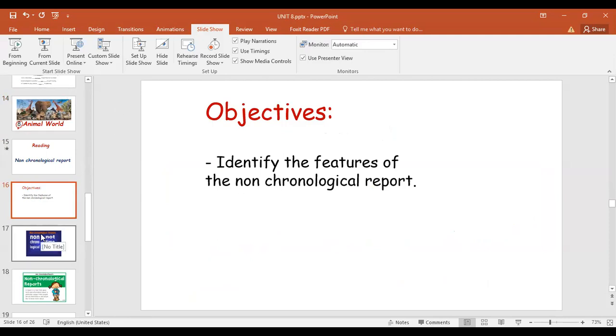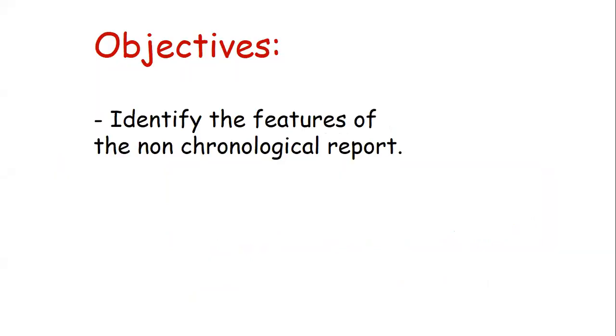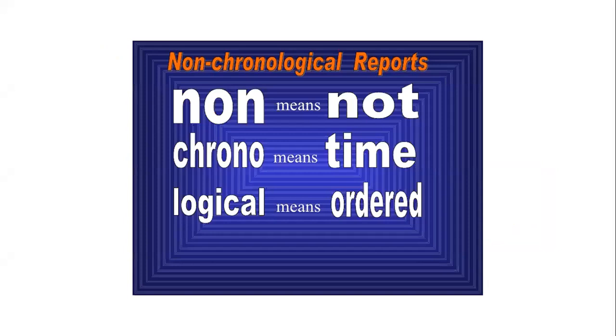But what does it mean, non-chronological report? Do you remember? Non means not, chrono means time, and logical means ordered. So it's not time ordered. It doesn't include time order because this is not a story. This is a factual report.